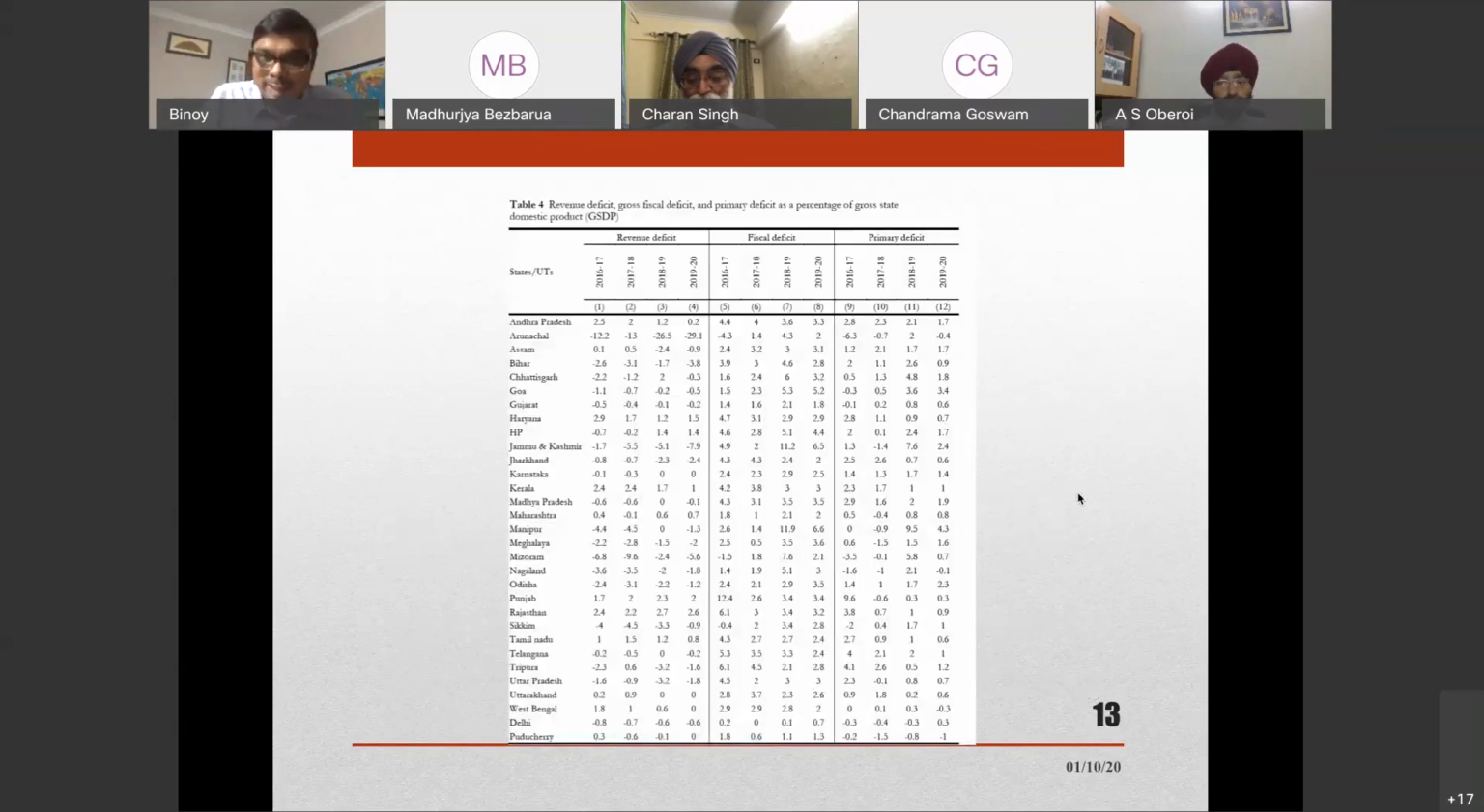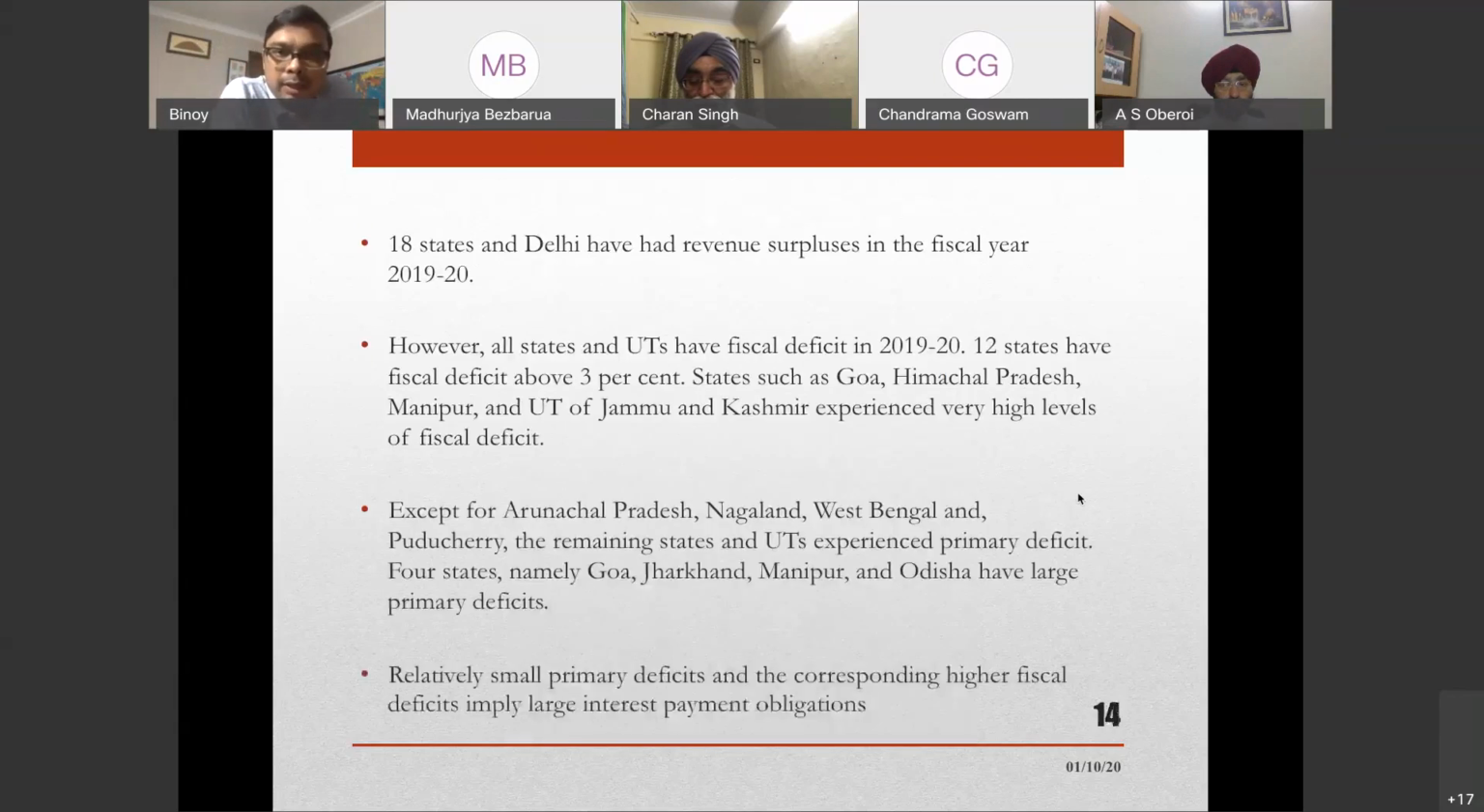Moving on to the last indicator of economic performance, which is the fiscal position of the states. We have data on revenue deficit, fiscal deficit, and primary deficit over the years 2016-17 to 2019-20. Again, I'm summing up the main points here. We found that in 2019-20, the last year for which we had data, 18 states and Delhi had revenue surpluses. However, states and union territories had a fiscal deficit in that year.